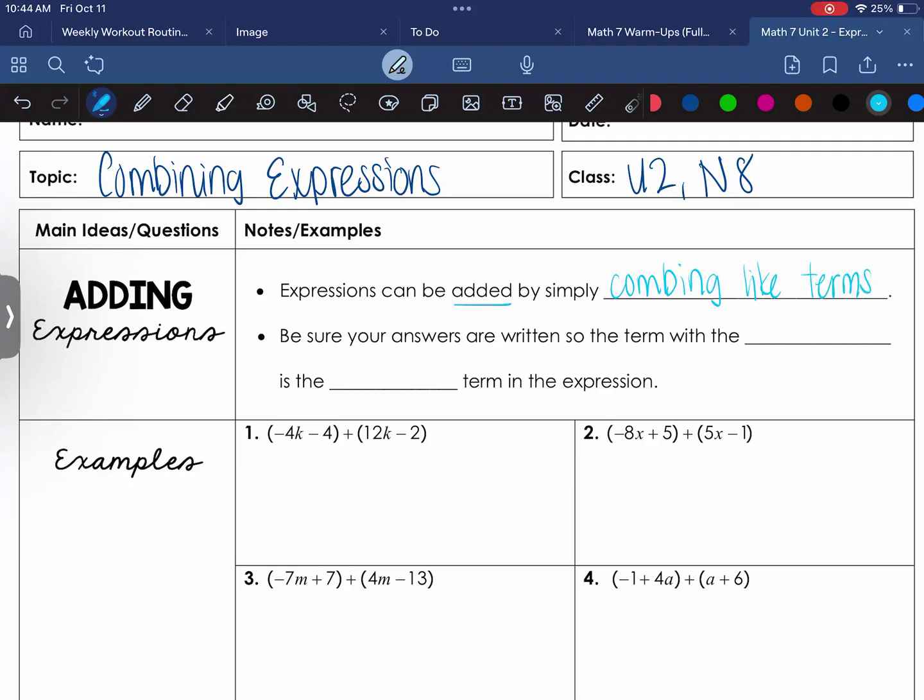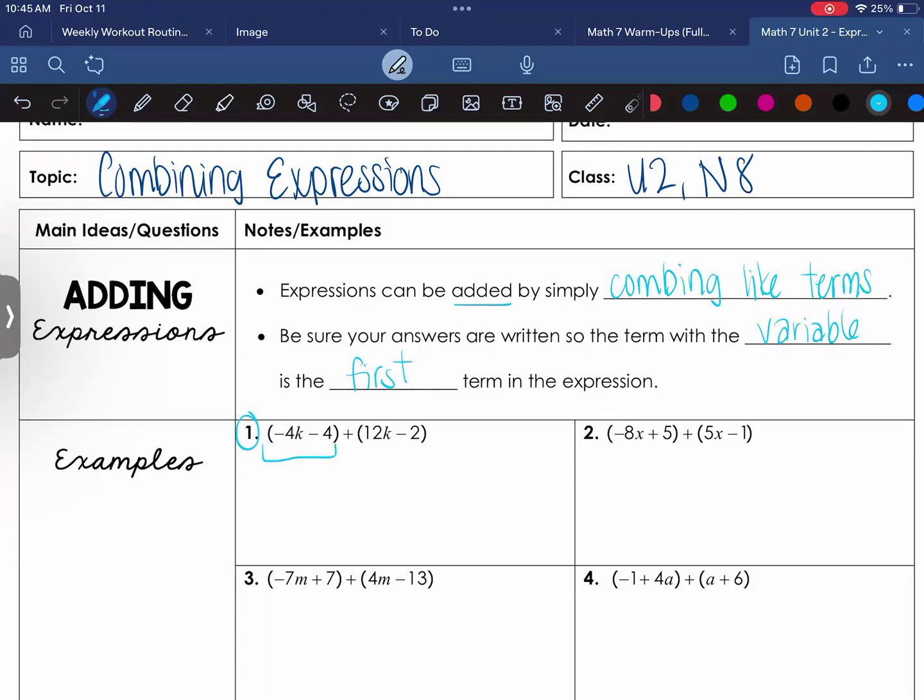All right, and be sure your answers are written so the term with the variable is the first term in the expression. And then the constant, which remember is just the number by itself, we like to write that last. All right, so example number 1, you see here we have these two expressions that they put in parentheses.